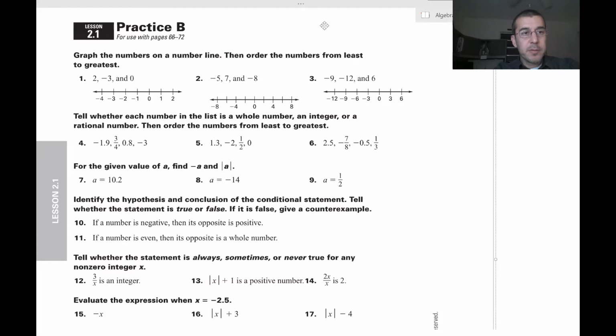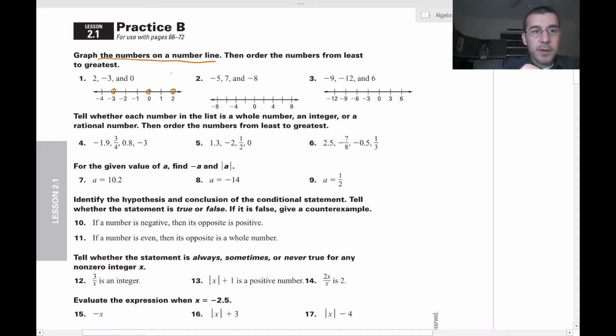So the first problem, graph the numbers on a number line, then order the numbers from least to greatest. So first we have 2. 2 is right there, -3 is right there, 0 is right there. We know that least is here and greatest is there. So it's -3, 0, 2.